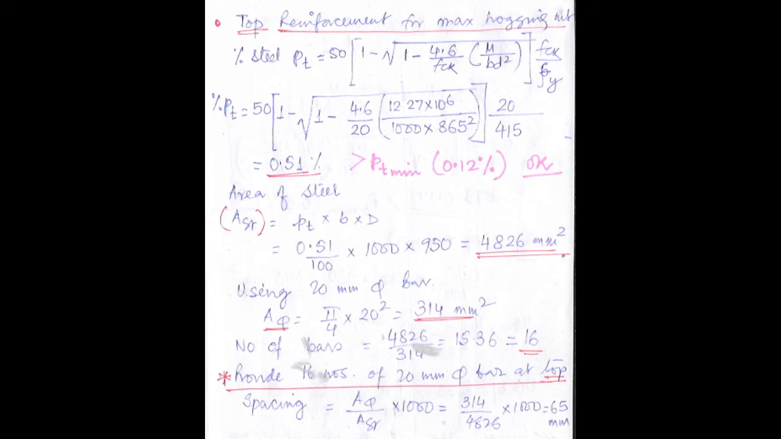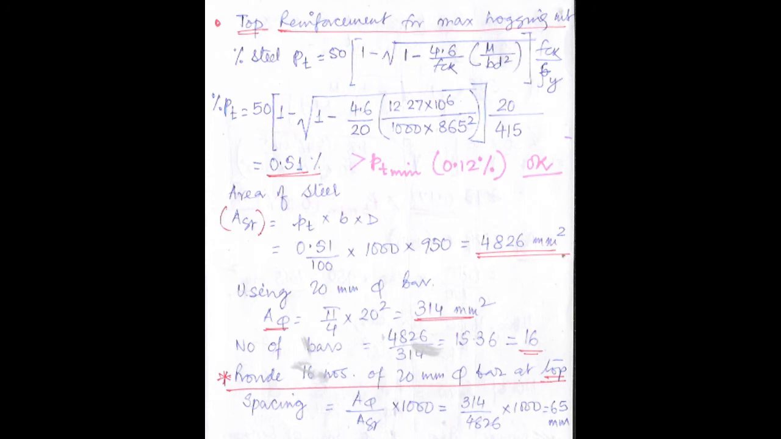Next step, area of the steel. How can we find out the area of the steel? We can find it out by PT multiplied by B multiplied by D, capital D, the overall depth. PT value is 0.51%, so this will be 0.51 by 100. Then B is equal to 1000. What is the value of D? 950. So it comes out to be 4826 millimeter square.